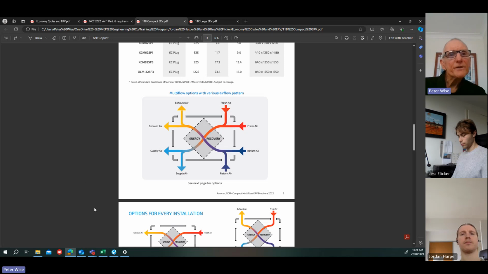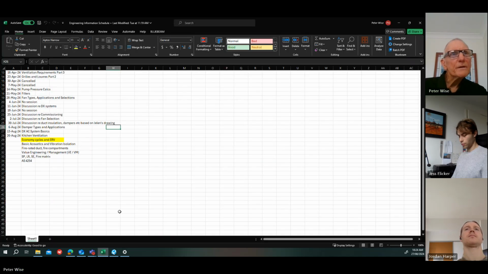Our next session, I'm going to share my screen. This is just a rough guide that I've been using. Can you see that spreadsheet? Yeah. So today we've talked about economy cycles and ERV. These are some of the topics that I've just put down as me thinking, and I've spoken to Philip and Ivan, and they've got no issues with it. But really, it's about you guys. I want to make it as relevant to you as possible.